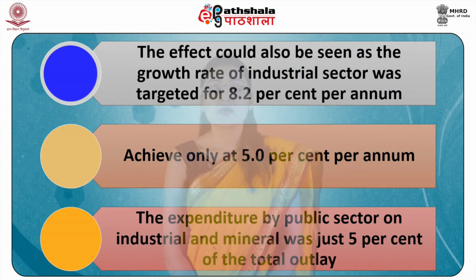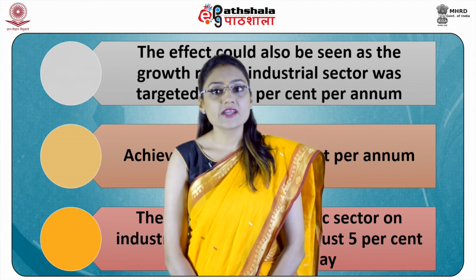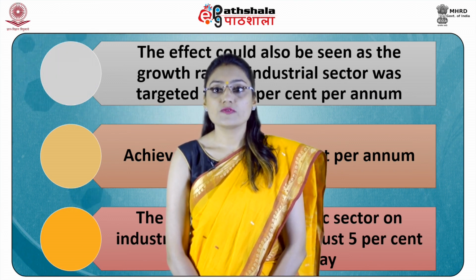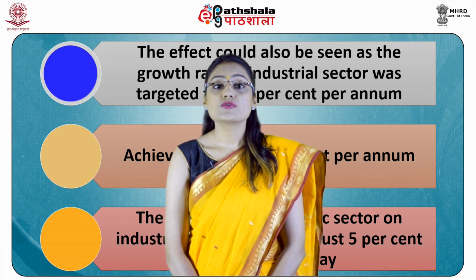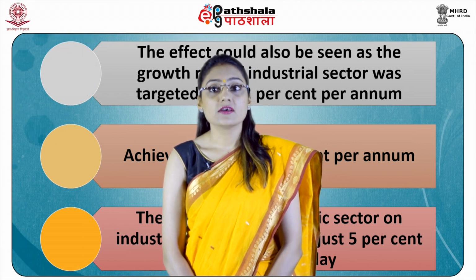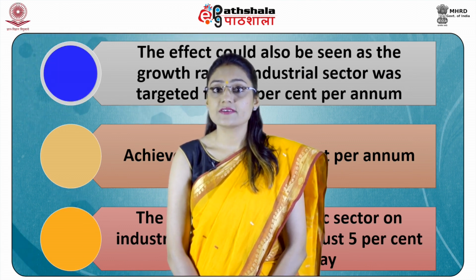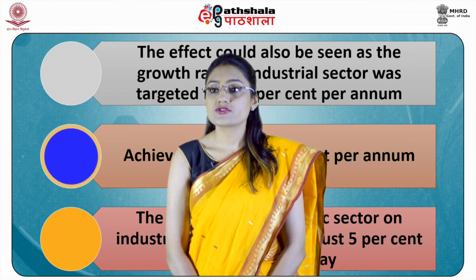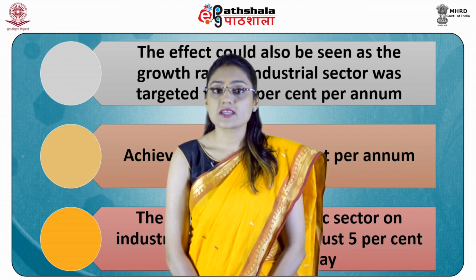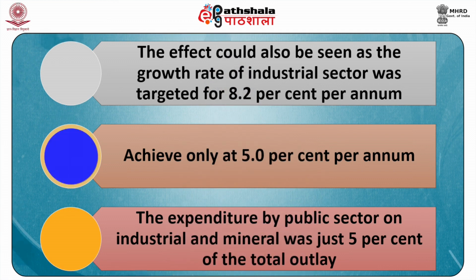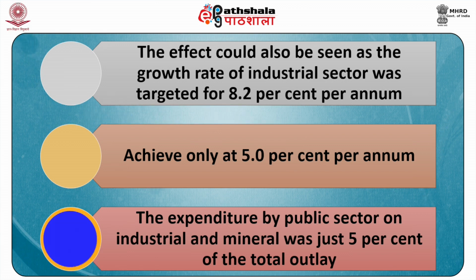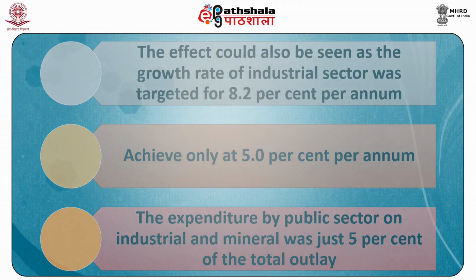The effort could also be seen as satisfactory in performance. The growth rate of the industrial sector during almost 1 decade was 8.9% per annum, but the plan experienced deterioration in the industrial sector, with growth of only 5% per annum. The expenditure of the public sector on industry and minerals was just 5% of the total outlay.